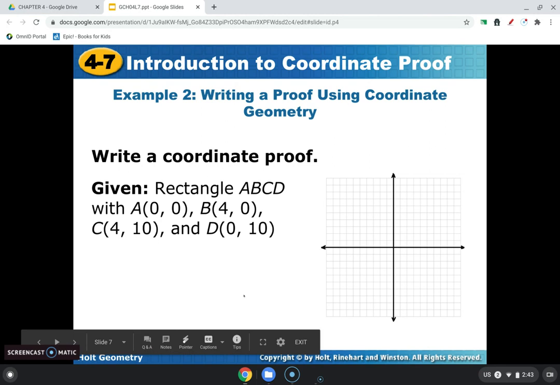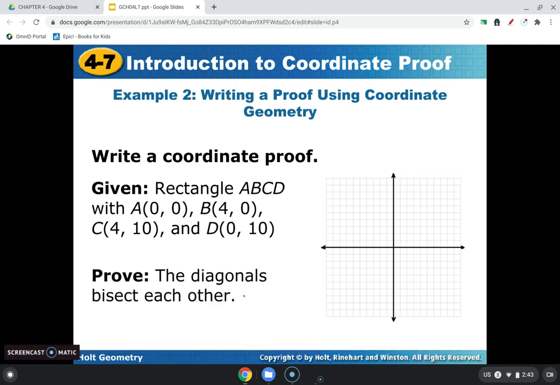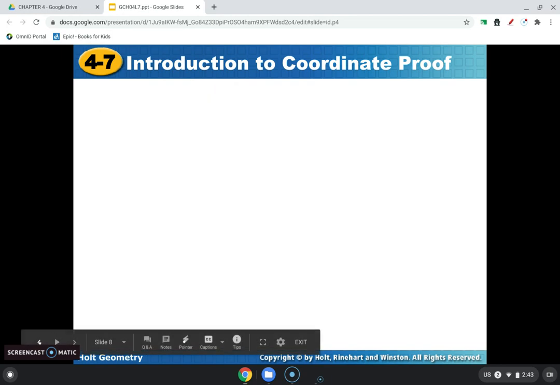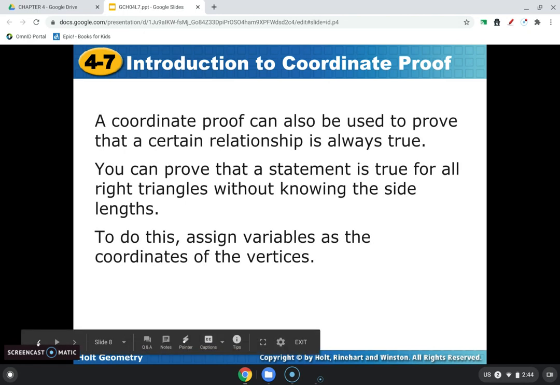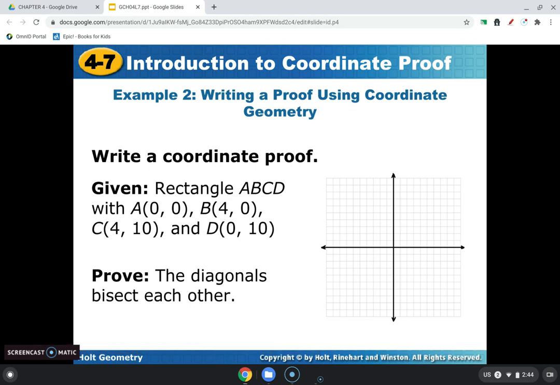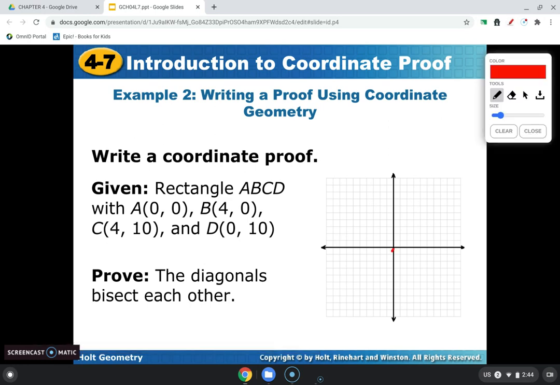So write a coordinate proof. Given that rectangle, prove that the diagonals bisect each other. Well, we'd want to go back here. We would want to graph that first. So we have 0, 0, 4, 0, 4, 10, and 0, 10. So A, B, C, D, there's your rectangle.